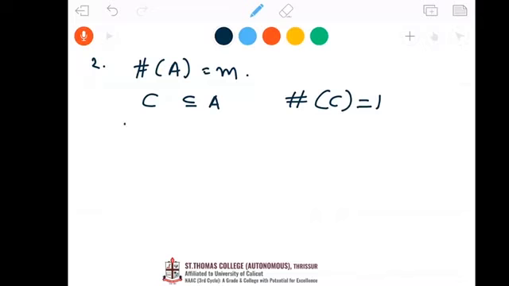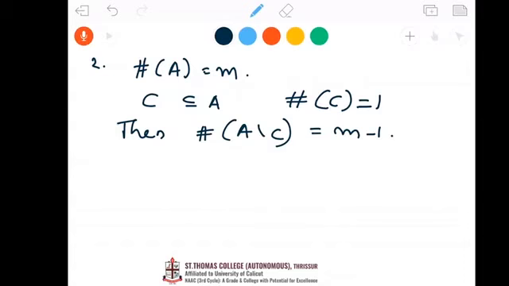What we have to prove is that the set A minus C contains m minus 1 elements. So our set A contains m elements, and C is a subset of A which contains only one element. So A minus C means we are removing a single element from A. So what remains is m minus 1 elements. The result looks trivial. But how to prove this?